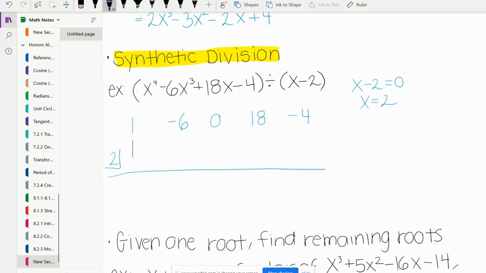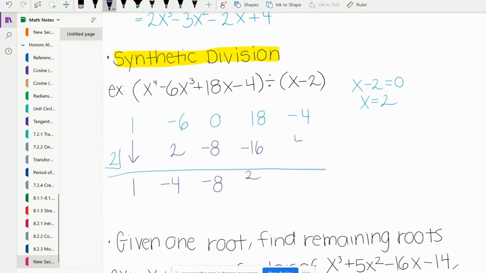So once you start, you bring down the first term, which is 1. Then you multiply. 2 times 1 is 2. Negative 6 plus 2 is negative 4. Then you multiply. 2 times negative 4 is negative 8. And then you add. 0 plus negative 8 is negative 8. 2 times negative 8 is negative 16. You add. 18 plus negative 16 is 2.